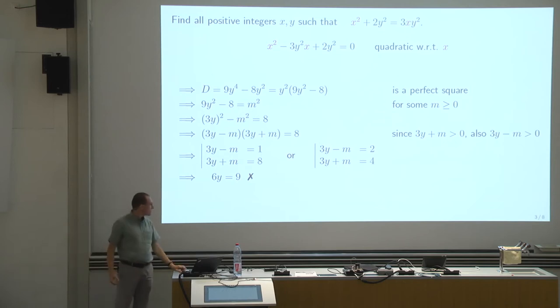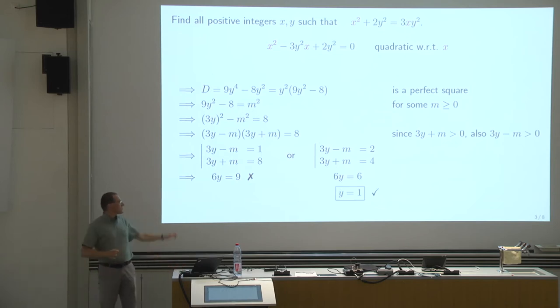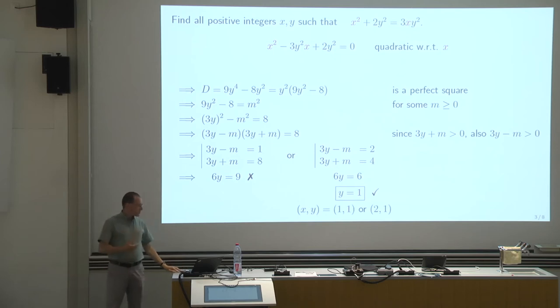Second case, add them up. 6y is equal to 6. y has to be 1. Therefore, the only value of y for which the discriminant is a perfect square is y equals 1. That's why on the previous slide, with y equals 1, we found solutions. With y being 2, 3, 4, and so on, we were not able to find the discriminant to be a perfect square. y equals 1 is the only possibility. Once y is equal to 1, we did it on the previous slide. There are two options for x, 1 or 2. Therefore, these are all the solutions of this equation.